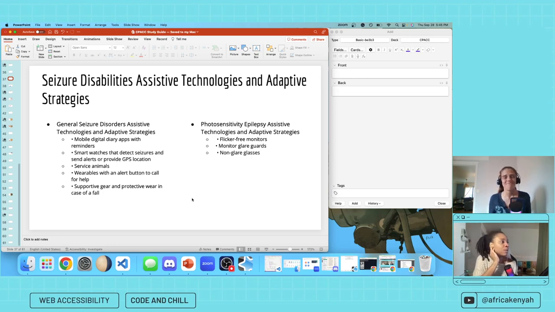Wearables like alert buttons to call for help. You guys remember that commercial with Life Alert? Stuff like that. Protective gear and protective wear in case of a fall. I know some kids wear helmets and things like that, or padded clothing, if you have seizures that often.